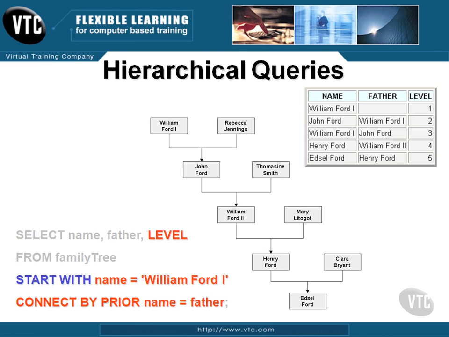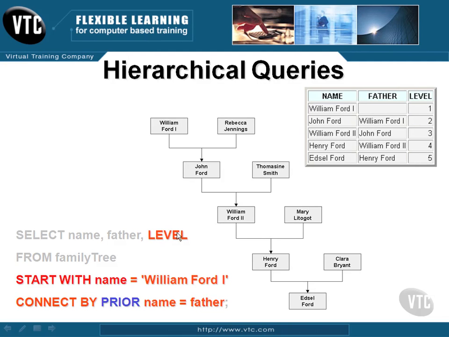As you can see, I've created some data. As I said, I was going to look at a slightly more complex example where I have a family tree. William Ford, John Ford, William Ford the first, second, Henry, Edsel, and we have a family tree for the Ford family. Select name, father, level from family tree, start with a certain person, so we start at the top of the hierarchy, which is William Ford the first, and we connect by prior name, which is the name field in the table, given that the table has a name and a father field.